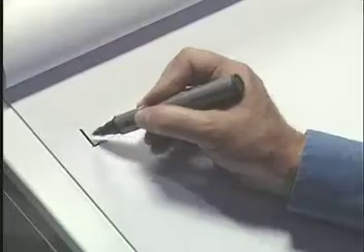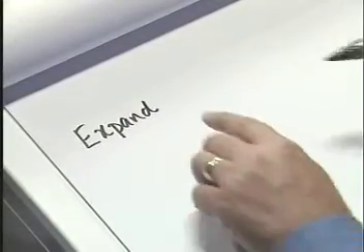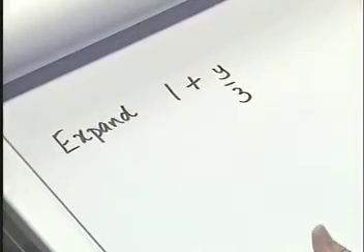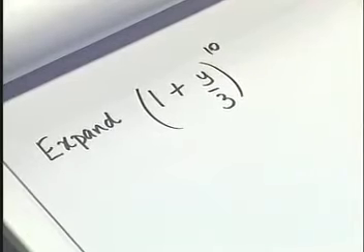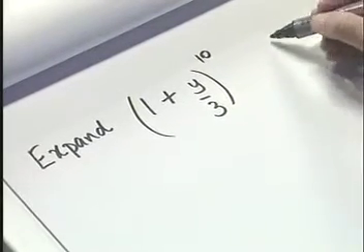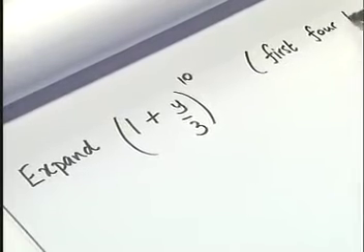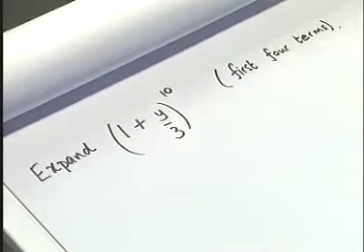We're going to have a look at a couple more examples. With some ingenuity, we can use the theorem in a slightly different form. Suppose we want to expand this binomial expression. This time I'm going to look at (1 plus y divided by 3), all raised to the power 10. And suppose that I'm interested in generating the first 4 terms.